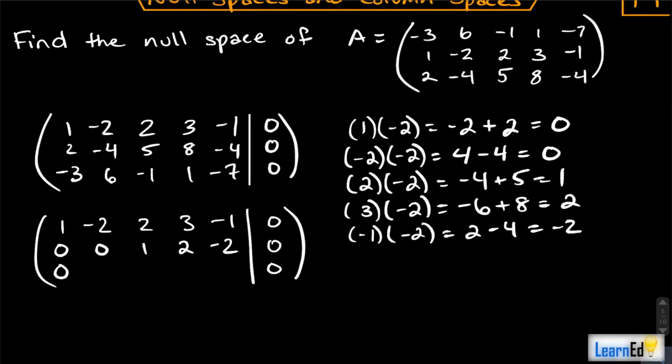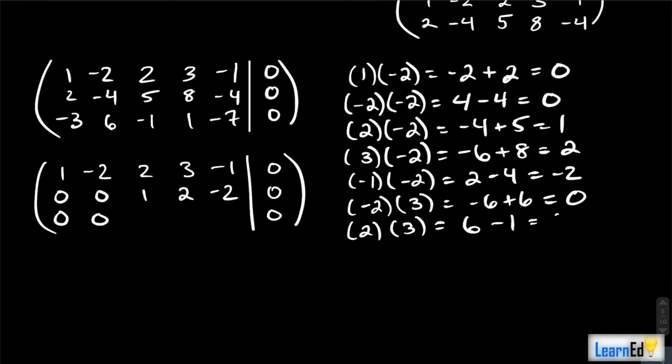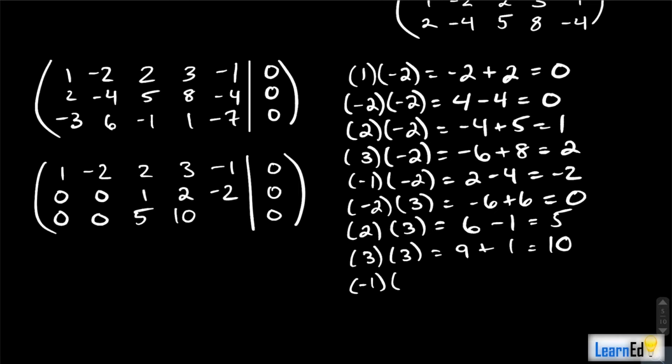Okay? I'm assuming that you guys are comfortable with row reducing, so I am trying to go a little bit quicker. All right? So now for the third row, we have to multiply by 3 and add. So we can do -2 times 3 is -6 plus 6 is 0. We'll have a 2 times 3 is 6 minus 1 is 5. We'll have a 3 times 3 is 9 plus 1 is 10. And then we have a -1 times 3 is -3 minus 7 is -10.